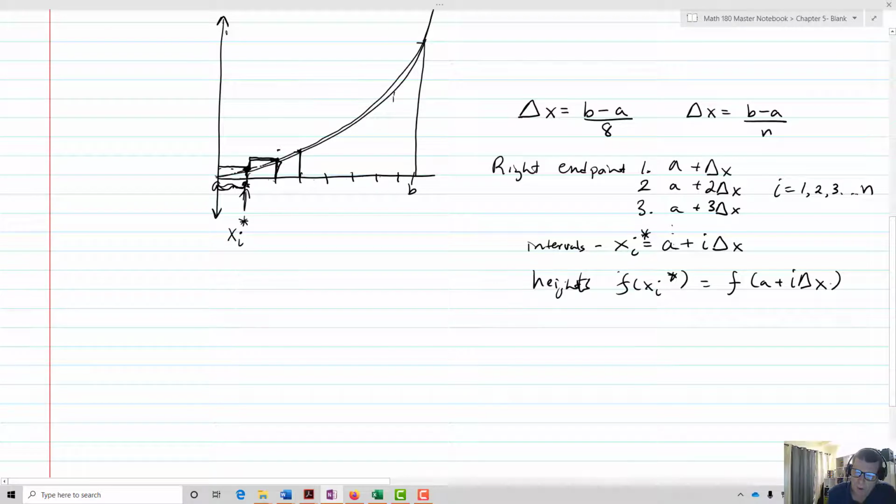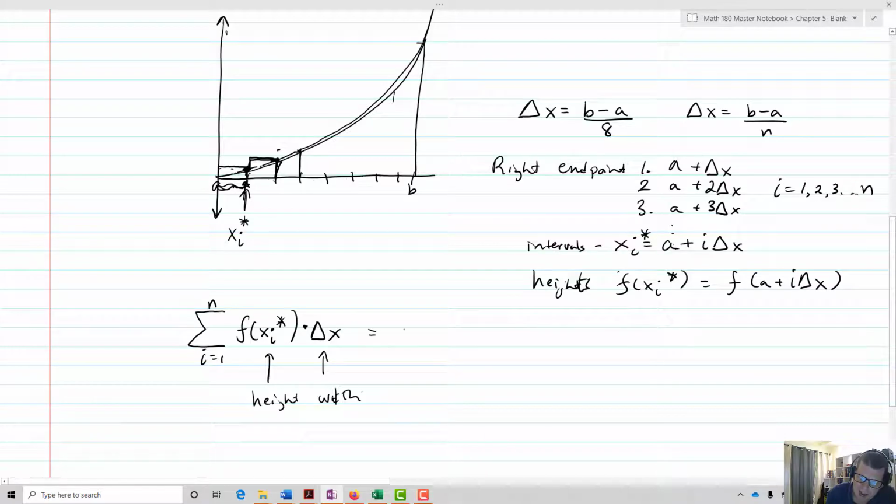So when we constructed this area, the area was going to end up being written like this. It's going to be the sum, i equals 1 up to n, of f of xi star times delta x. Here's our height, and here's our width. And so that's the area in terms of rectangles. That's all of our areas in terms of rectangles.